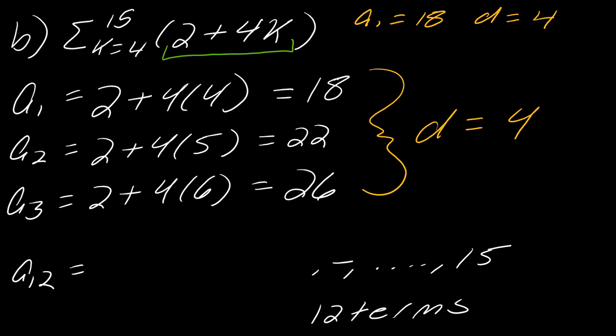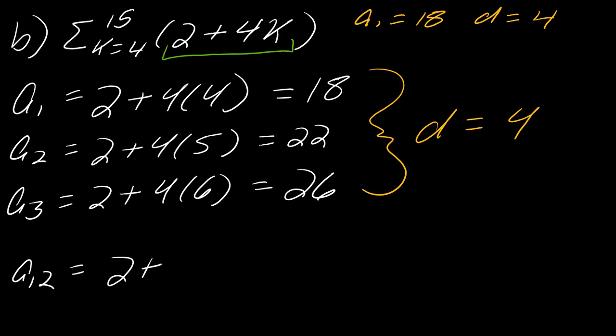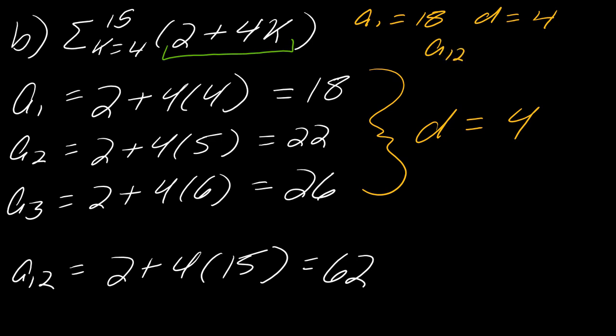Okay, so that being said, when I calculate the last term in this sequence, what am I plugging in for k? It's coming from the sum, so we stop at k equals 15. That's the last term in this sequence that I'm setting up, so I can figure out the last term. So this ends up being 62. And so now I know all the terms in this sequence, so I'm good to go.